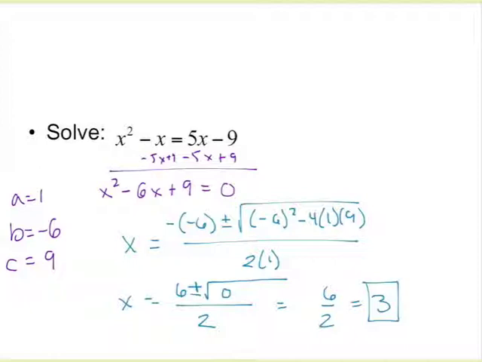Is all the stuff inside the square root equal to 0? Yep. The -6 squared is 36, and then 4 times 1 times 9 is 36. So 36 minus 36.